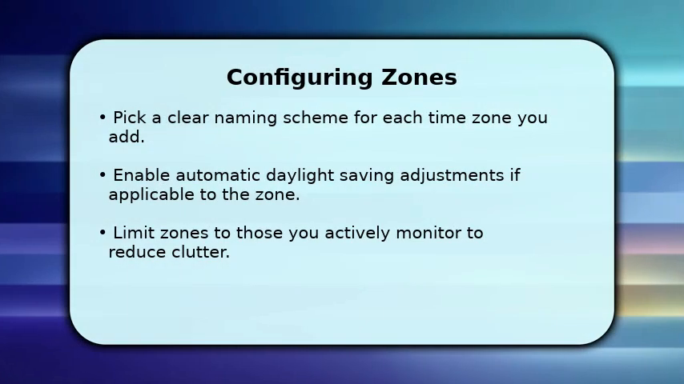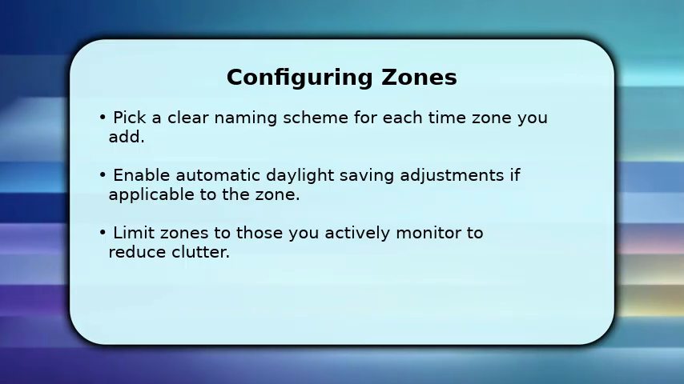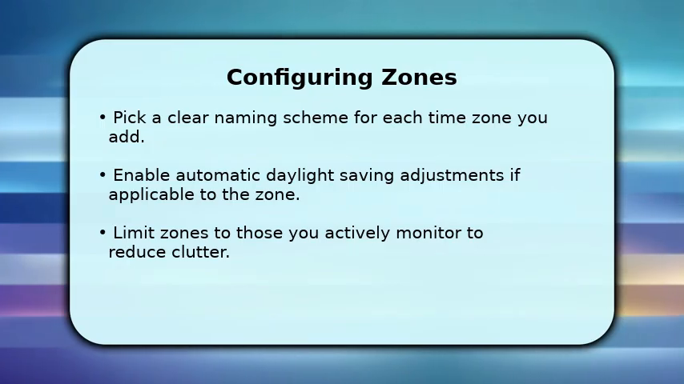Begin configuring zones by creating clear, descriptive names for each location you track. Choose the correct UTC offset and enable daylight saving adjustments when relevant. Assign zones to specific apps or workflows to keep timestamps consistent across tools. Test each zone by creating sample events and verifying they appear at expected local times. Keep the list minimal to reduce confusion, and document your chosen naming convention for team members to follow consistently.